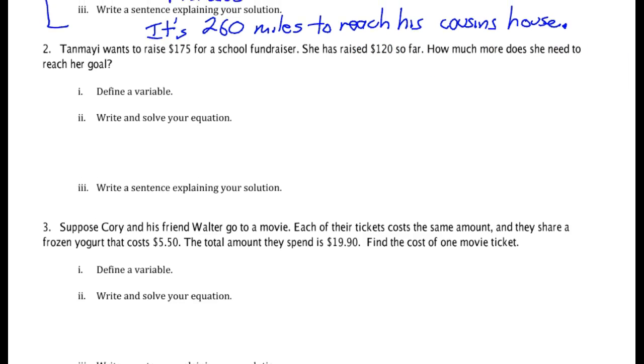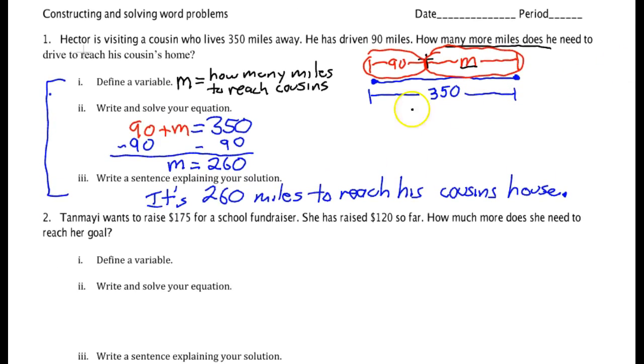So before you go too far, you can kind of look at these and realize it's the same question being asked a different way. We need to get to a certain amount, 175 here. Here was a 350. We had to drive 350 miles. And they gave us the amount we've gone so far. So far we've raised 120, or so far we've driven 90 miles. It's basically the same question being asked a different way.